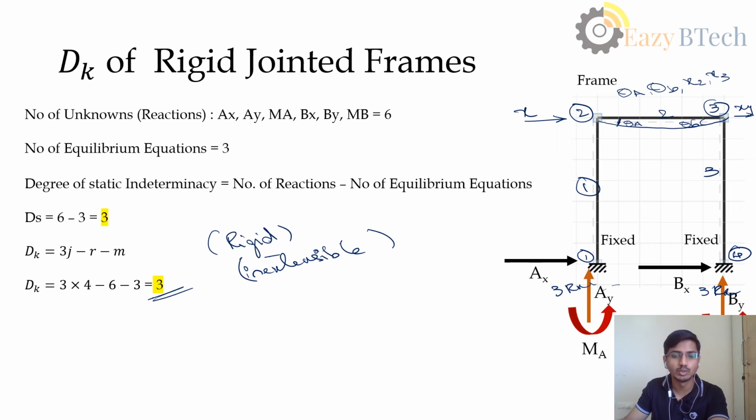Since we are assuming that it is rigid, the displacement at node 2 is equal to the displacement at node 3. So that is x2 equal to x3. Then how many degrees of freedom are we getting here? Theta A, theta B, and x in the horizontal direction. Hence we get 3 degrees of freedom, so the degree of kinematic indeterminacy is 3.